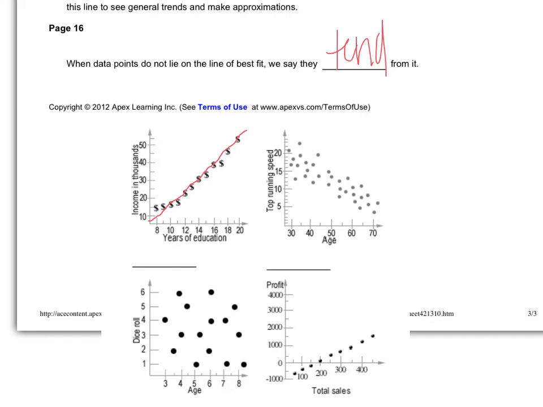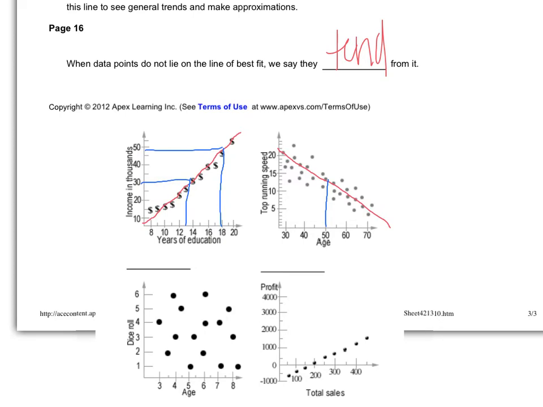What we would say is that a person who has 13 years of education is probably going to make about $30,000. And if you want to know how much a person with 18 years of education would make, they're probably going to make somewhere around $48,000. It doesn't necessarily mean that the points are always going to be on the line. Looking at the one with the top running speeds and the age, a line of best fit would probably look something like this. It goes through, again, the middle of the data. It doesn't go through all the points. That's not possible. So at the age of 50, you would have a top running speed of about 12 to 13.